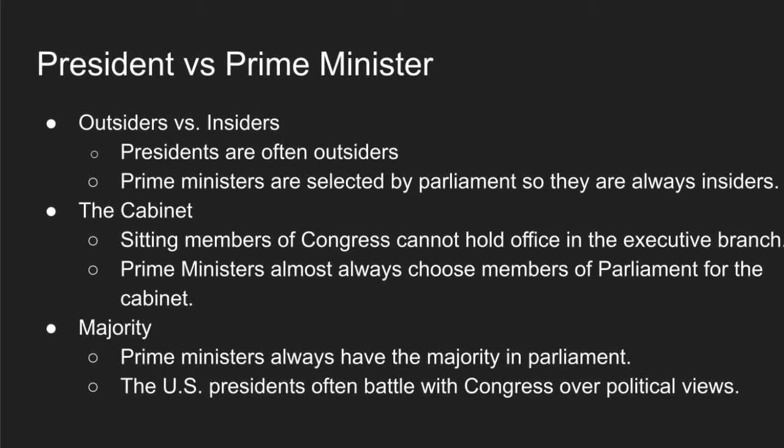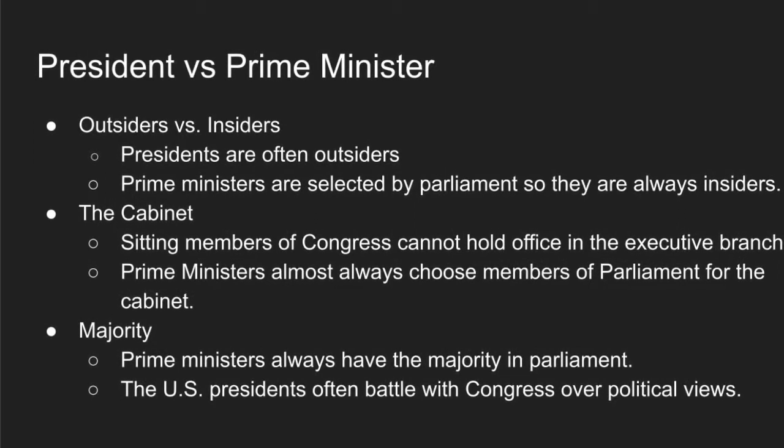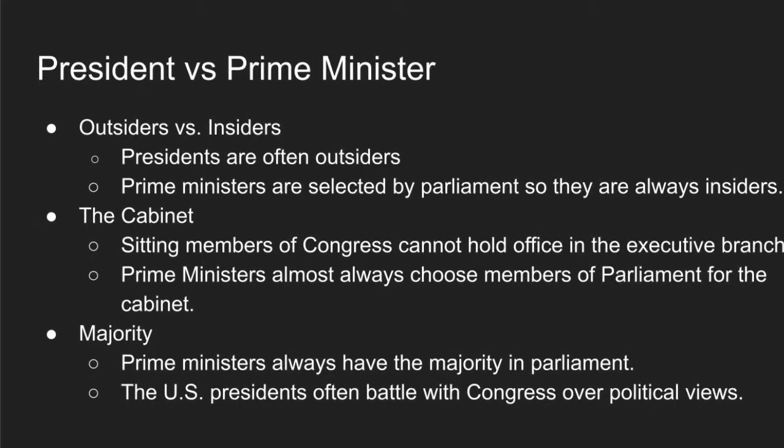Prime ministers always have the majority in Parliament. If they did not have the majority, they would not be prime minister. Presidents often battle with Congress over political views.